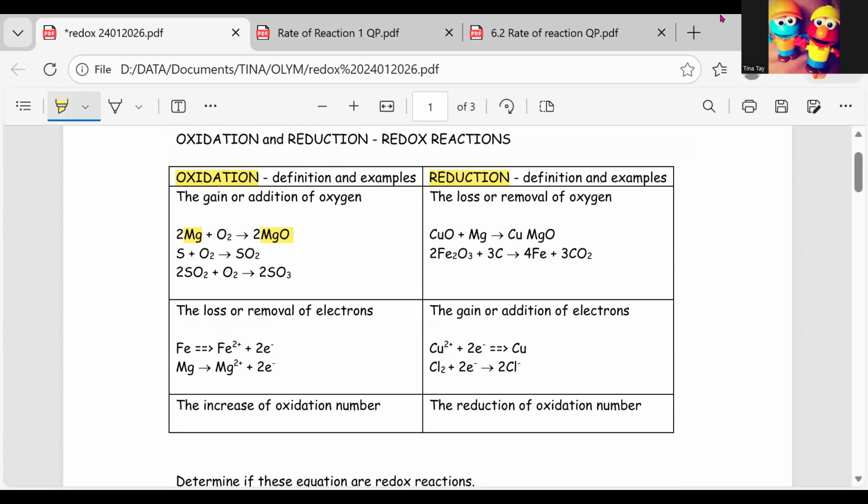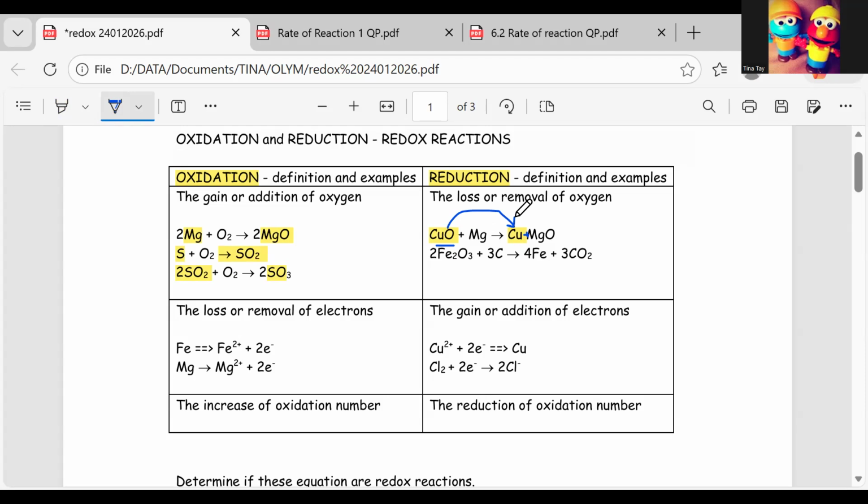And then sulfur, first with no oxygen becomes sulfur dioxide. Then sulfur dioxide, add some more oxygen, becomes sulfur trioxide. So both of these are also oxidation. Reduction is the other way around. Remove oxygen. So you see, at first we've got CuO, then in the end no more. It's supposed to be Cu plus MgO. Let's add plus a C. At first we've got CuO with oxygen, then here no oxygen. So what happens is the oxygen is removed. So we say CuO is reduced.